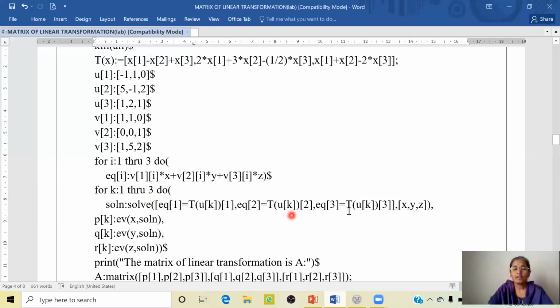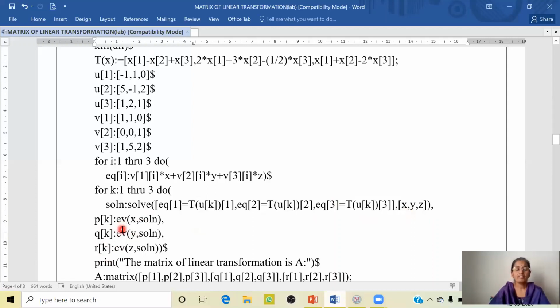And these 3 equations are solved for x, y, and z. As I told you, here x, y, z are nothing but the scalars to be determined. So this solve command solves all the values of x, y, and z. Here we are going to get 3 values for x, 3 values for y, and 3 values for z. And those values of x, y, z are stored under the variables p of k, q of k, and r of k. Here we are using the command ev.